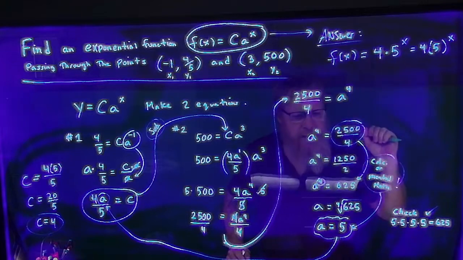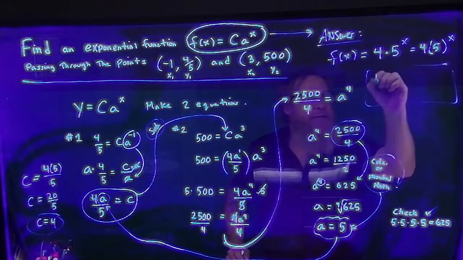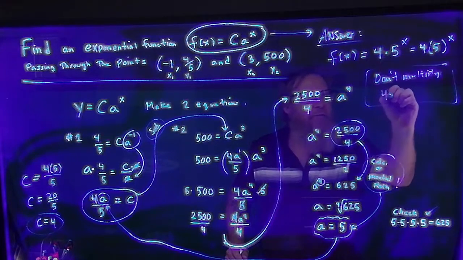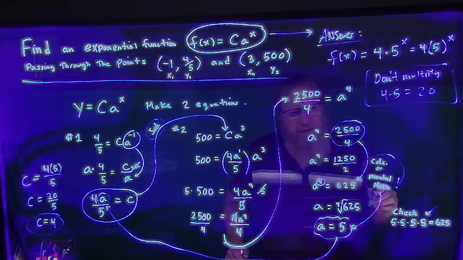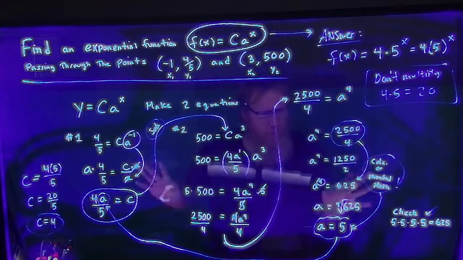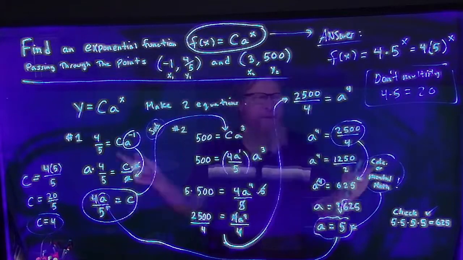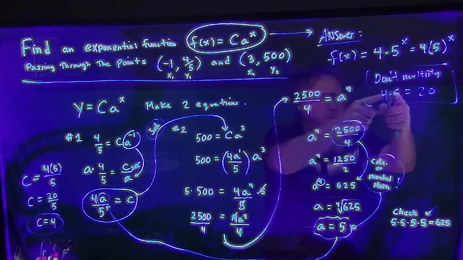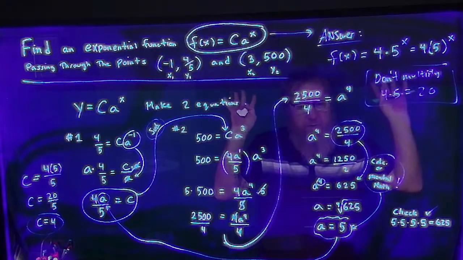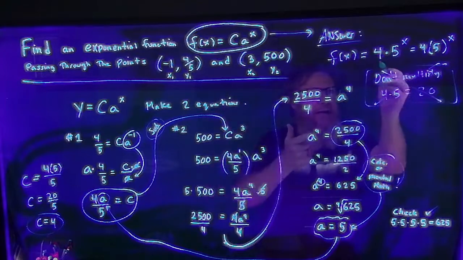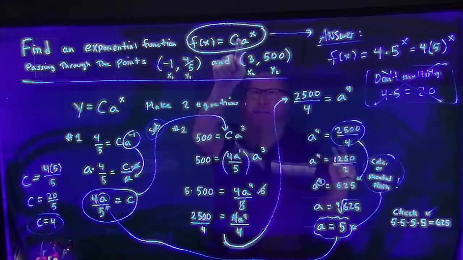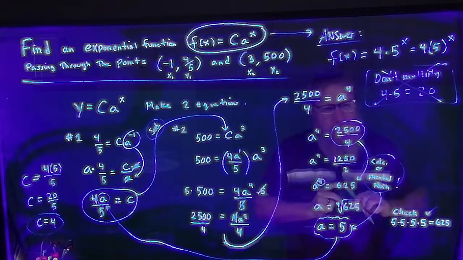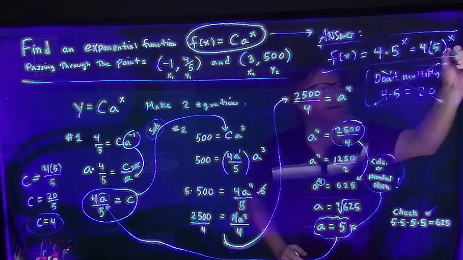Either one is fine with me, but do not multiply the 4 and the 5. I have seen students go through this whole process. They get the A, they get the C, they go to plug them in, and then their childhood brain kicks in. They go 4 times 5 is 20, and then they just ruin the whole thing by multiplying the 4 and the 5. So don't actually do that. Keep them separate. The model is CA. C is the constant, A is the base, and they have to stay separate. So that is your final answer.